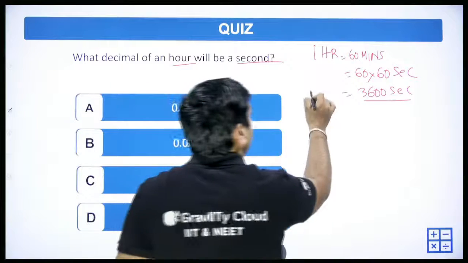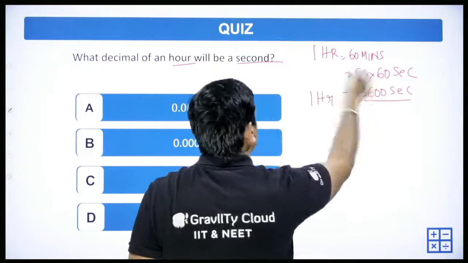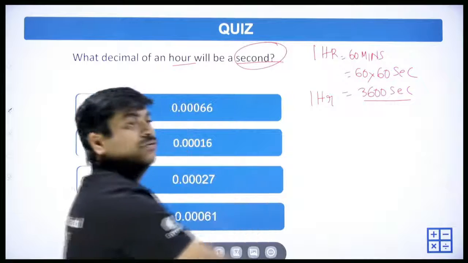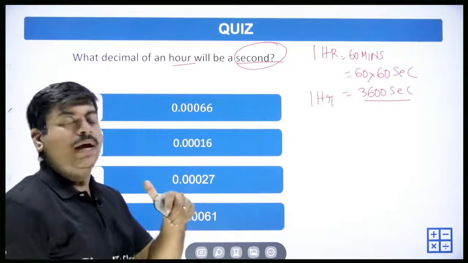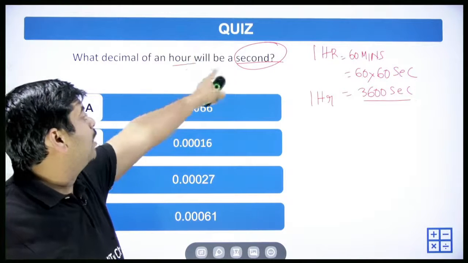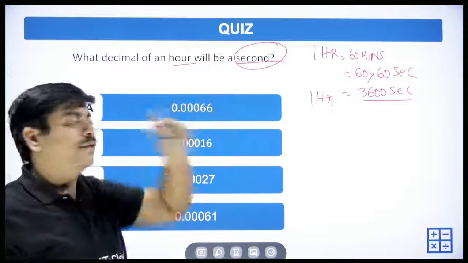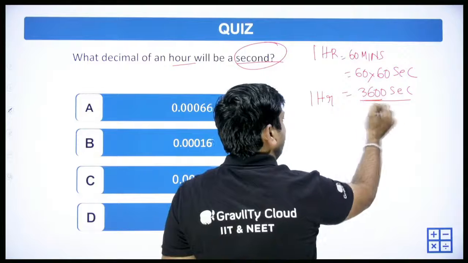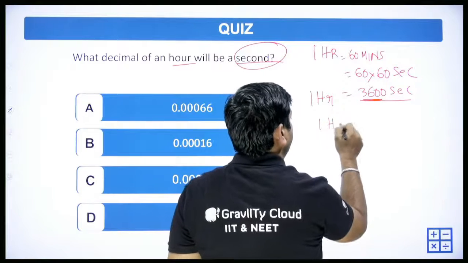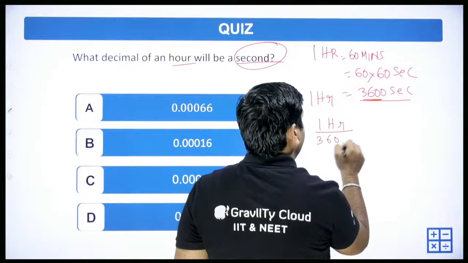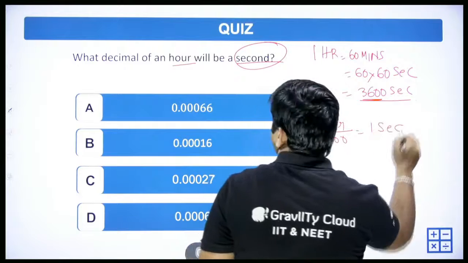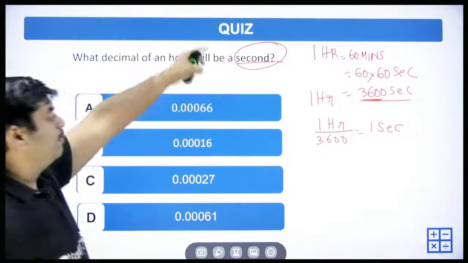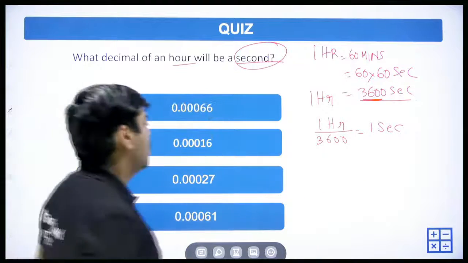So 1 hour is equal to 3,600 seconds. We need the value of a second in terms of hours, that means we need to find the value of a second. So bring this 3600 down. 1 hour by 3600 is equal to 1 second, right? So what decimal of an hour will be a second? Now we need to calculate this one.